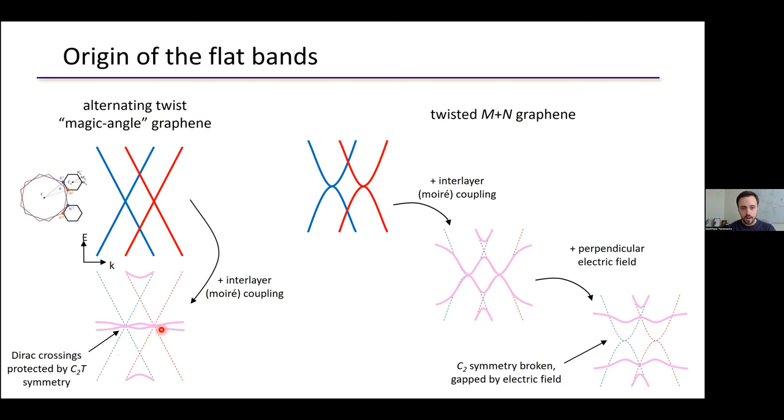And the difference is really driven by symmetry. There are direct crossings in twisted bilayer graphene protected by the C2 symmetry, the 180 degree rotation symmetry of the twisted bilayer graphene lattice. But this symmetry is broken in these twisted M plus N structures. This allows us to gap the bands at neutrality with the displacement field. So this is the origin of the additional tunability of the bands with displacement fields in these M plus N structures.